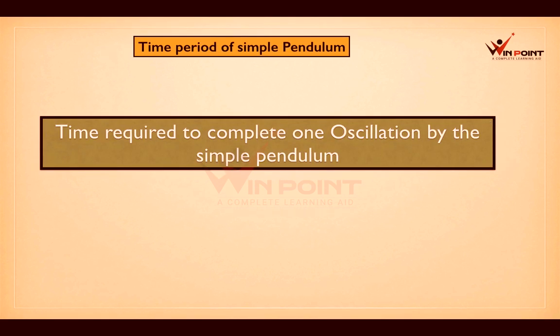Next one is time period of simple pendulum. We already discussed oscillation, a to and fro motion of an object. Time period of a simple pendulum is the time taken by the simple pendulum to complete one oscillation. How much time is it taking to complete one oscillation? It is known as the time period of a simple pendulum. Time required to complete one oscillation by a simple pendulum.